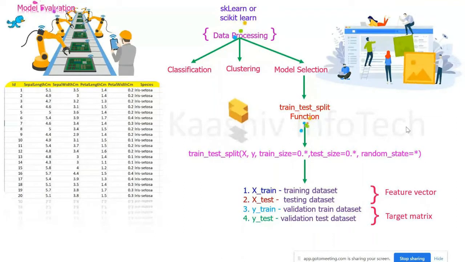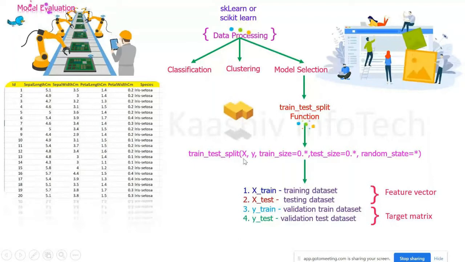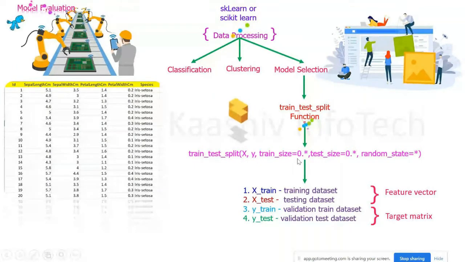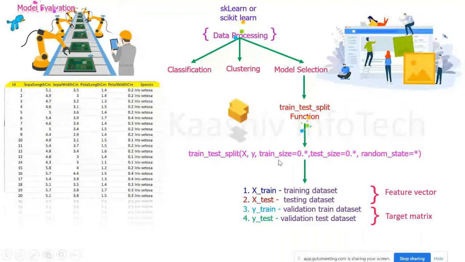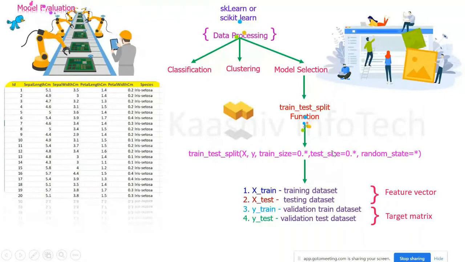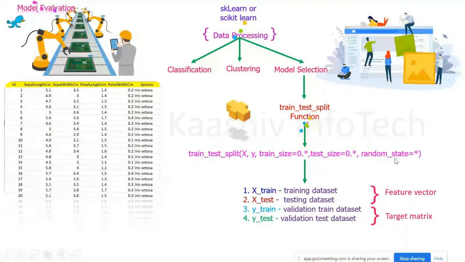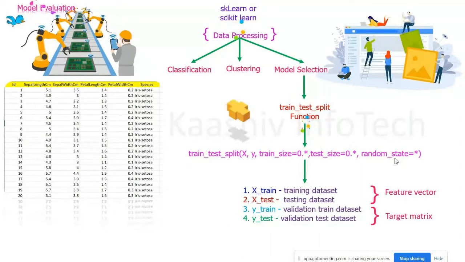Anyway, here the training and testing data sets are available. In this functionality, you have the X and Y value. You can specify the training size and the testing size, and what random data you can put. I have some 10 data: training, testing, training, testing, training, testing. You can have it like that. That's how the functionality is.